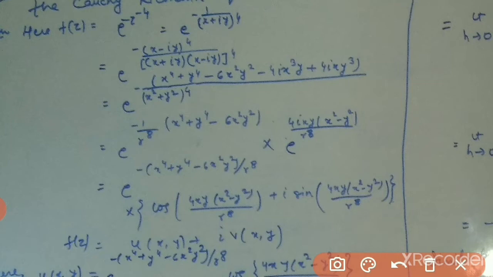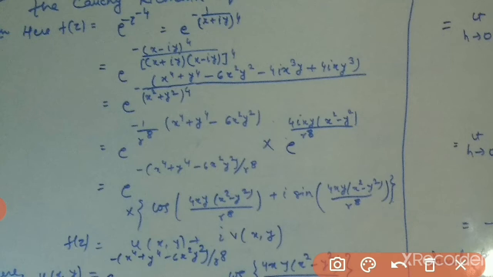So we have here e to the power minus 1 by r^8 times (x^4 + y^4 - 6x^2y^2), and it is a plus sign because I have taken minus common, so the minus and minus cancel, and we are left with a positive value: plus 4ixy(x^2 - y^2). So here we have e to the power minus (x^4 + y^4 - 6x^2y^2) divided by r^8.